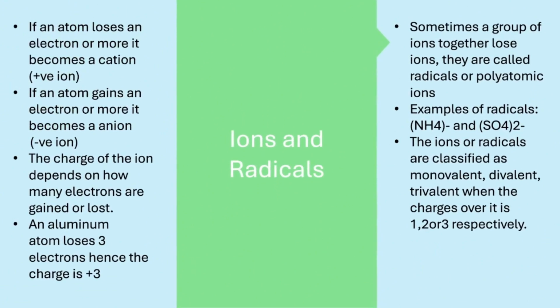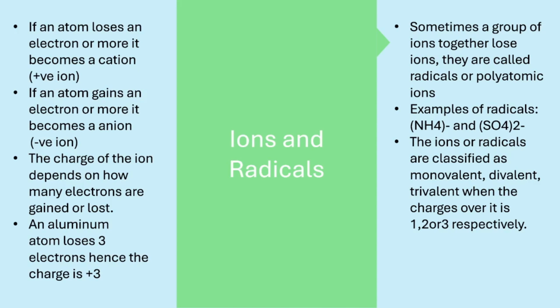Ions. If an atom loses an electron or more, it becomes a cation, which is a positive ion. If an atom gains an electron or more, it becomes an anion, a negative ion. The charge of an ion depends on how many electrons are lost or gained. For example, aluminium loses 3 electrons, hence the charge is +3 because there are 3 extra protons.